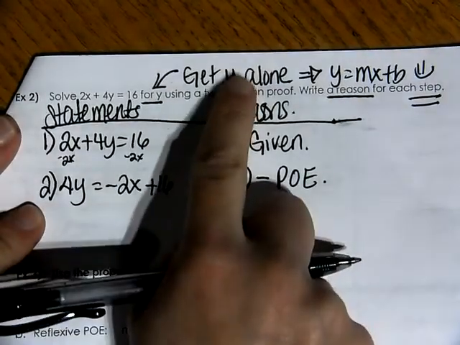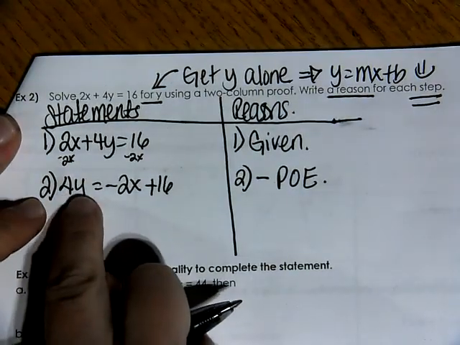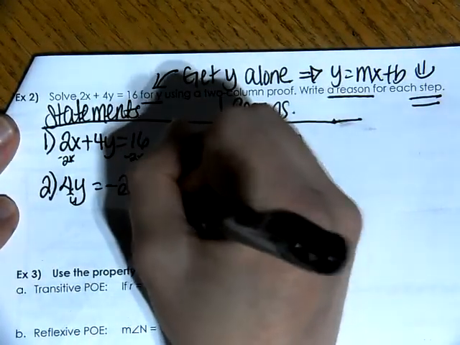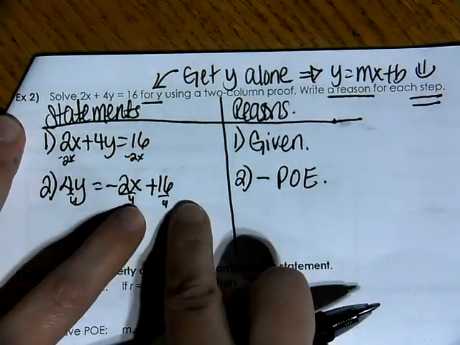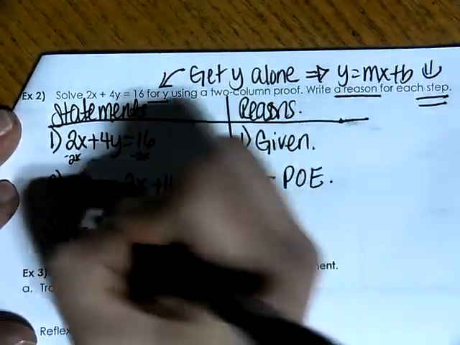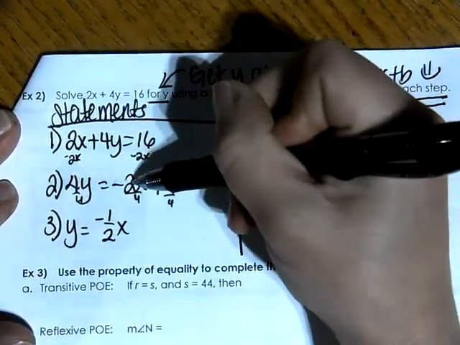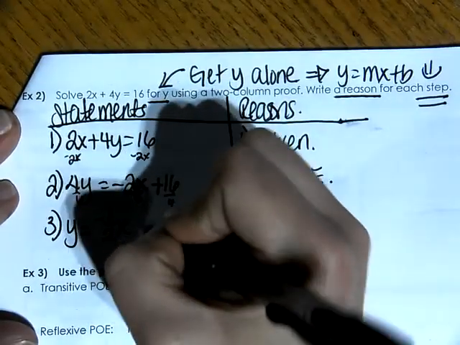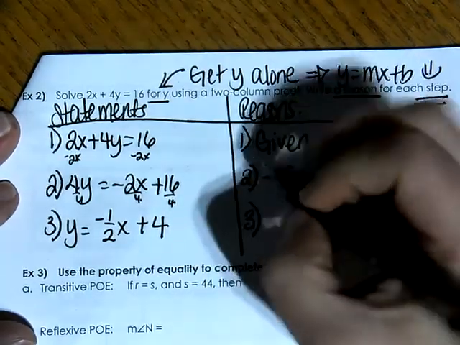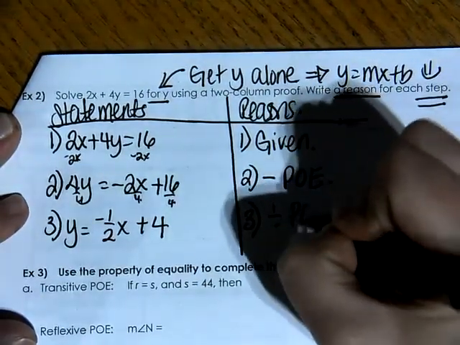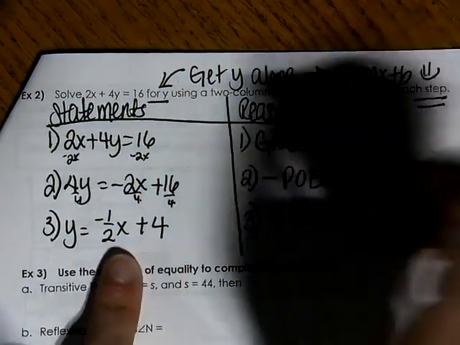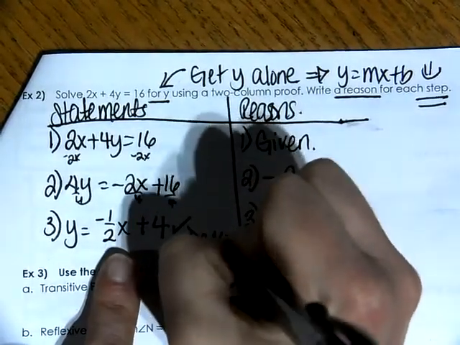Next, I need to get y alone. So that means I need to get rid of 4 times y. I need to get rid of the 4. So I would need to divide every single term on one side and every single term on the other side by 4. That will give me my statement of y equals negative 1/2 x, because 2 over 4 is 1/2, plus 16 over 4 is 4. And what I did here is I used the division property of equality. And now that I have y alone and it's in that mx plus b form, I am done.